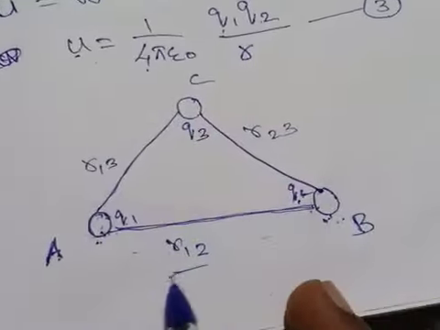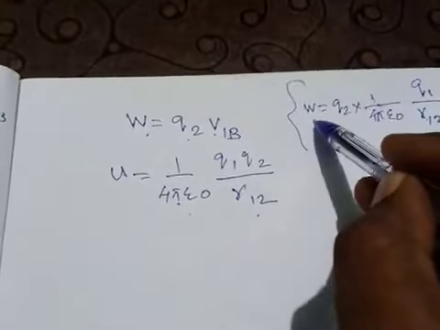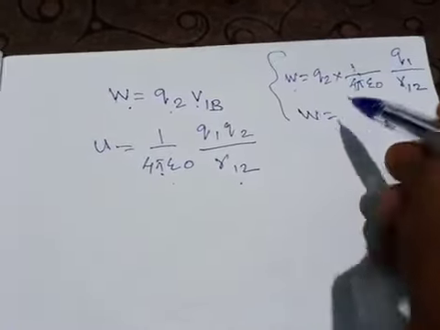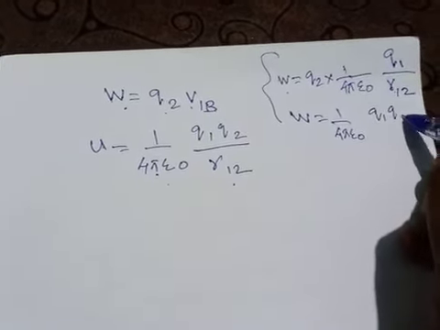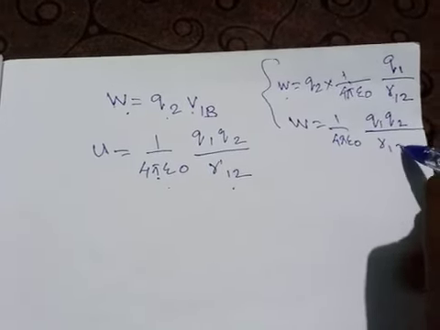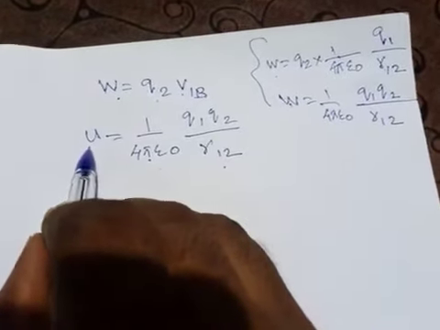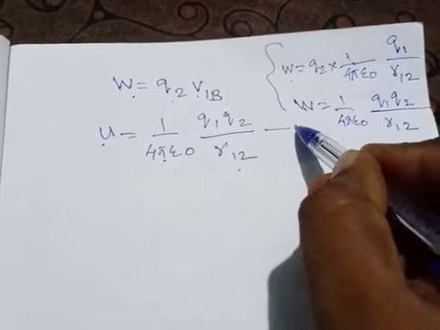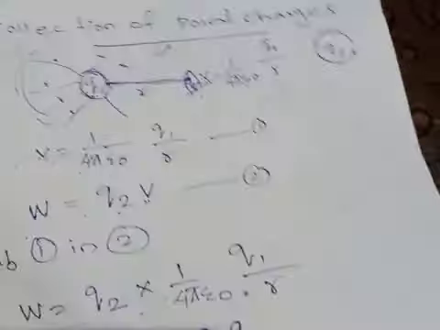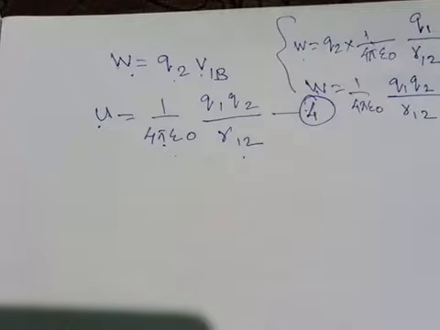Distance is what? R12. So R12 I am writing here. Now you see, this equation we can write: W is equal to 1 by 4 pi epsilon 0 Q1 Q2 by R12. And this work done is equal to the stored potential energy U is equal to 1 by 4 pi epsilon 0 Q1 Q2 by R12. This I am keeping as equation number 4.